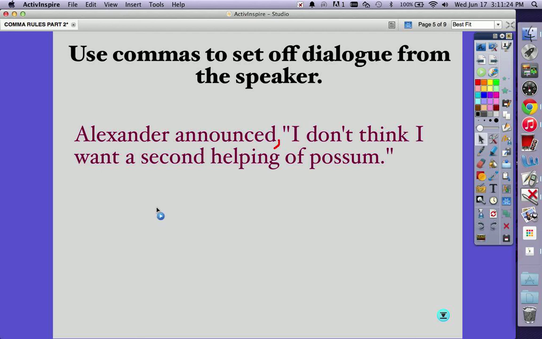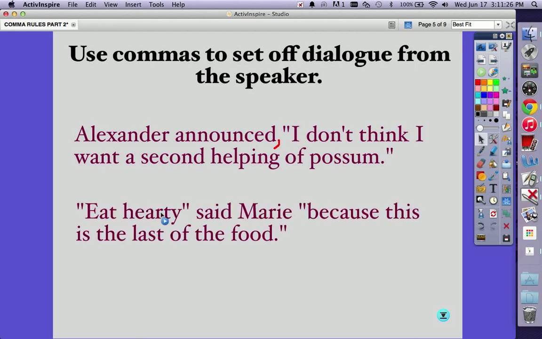There could be cases where you've got a sentence like this, where we start with dialogue, we have narration in the middle, and then the dialogue continues, and I need commas to separate each of those. "Eat hearty," said Marie, "because this is the last of the food."